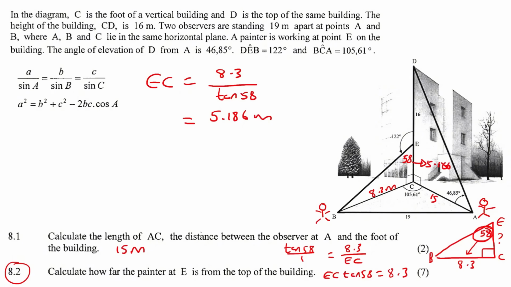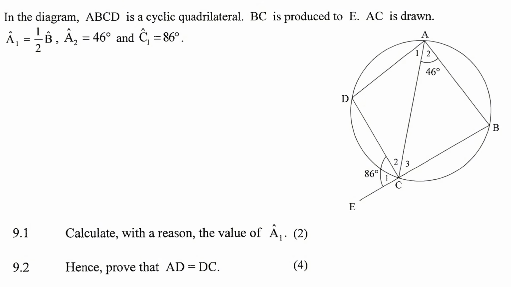And then you're just going to say 16, because remember, this whole length is 16. We've just worked out this piece and we're trying to get this. We can then say 16 minus 5.186, and that's going to give 10.81 meters.